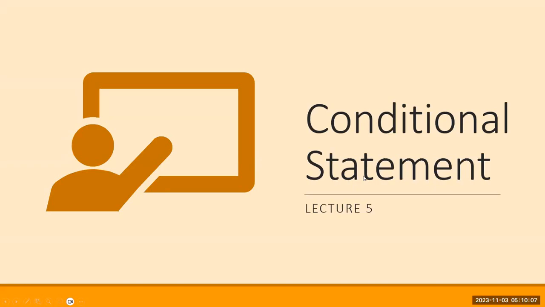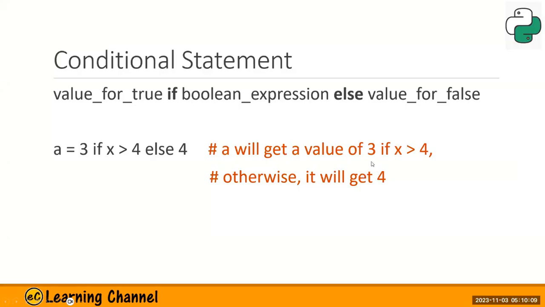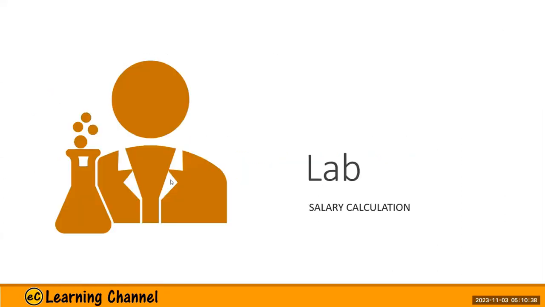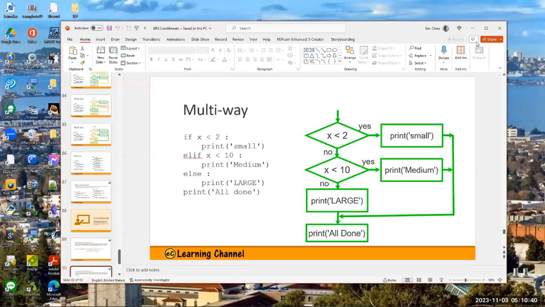Okay, next one we're going to talk about the conditional statement. A conditional statement is that your A can be assigned 3 if x greater than 4. Otherwise, you will assign 4 to A. So the true part over here, false part over here, you will assign the value to A. If x greater than 4 is true, you assign 3, else you assign 4. So that is the conditional statement.